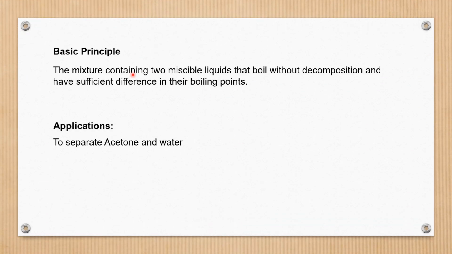What is the basic principle of distillation? The mixture contains two miscible liquids that boil without decomposition. So when we boil those liquids, no decomposition or splitting happens, and they have a sufficient difference in their boiling points, a large difference. Example: acetone at 56 degrees Celsius and water at 100 degrees Celsius.